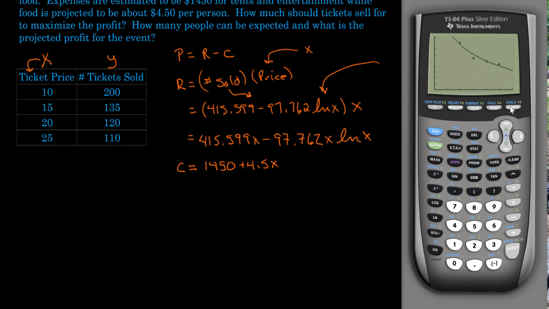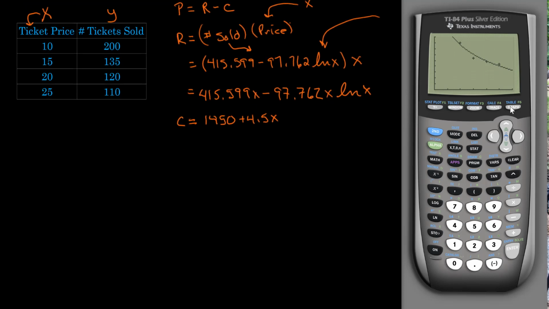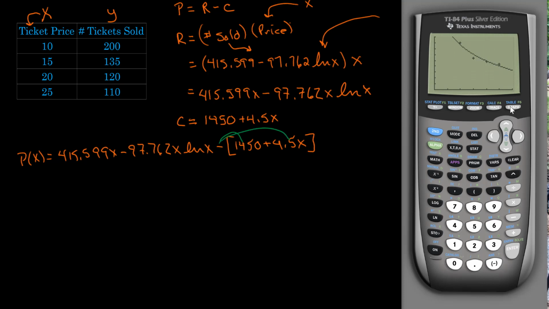From here, I want to develop a profit function, and remember that the profit is your revenue. Well, the revenue is going to be my 415.599x minus the 97.762x natural log of x. From that, I'm going to subtract my cost function. That's this 1450 plus 4.5x. I need to distribute the subtraction over each of the elements in the cost function.